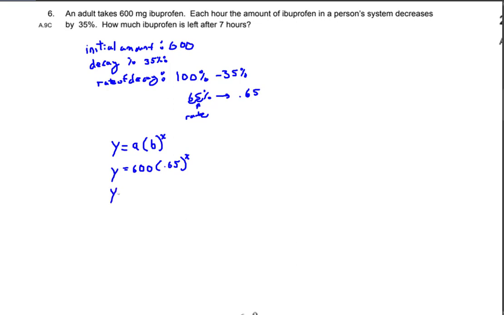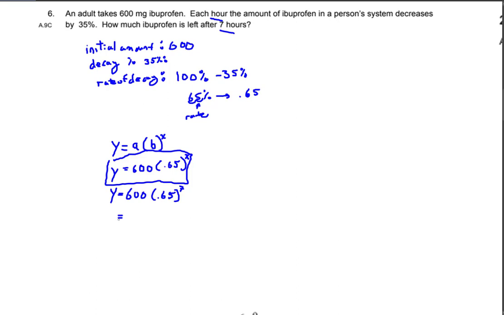This is the function, but they're not actually asking for the function. What do they want? They want to know how much is left after 7 hours. So I'm going to take my 600 times 0.65, raised to the x value, which is 7, because each hour the amount decreases by that amount. Let me calculate it out real quick.